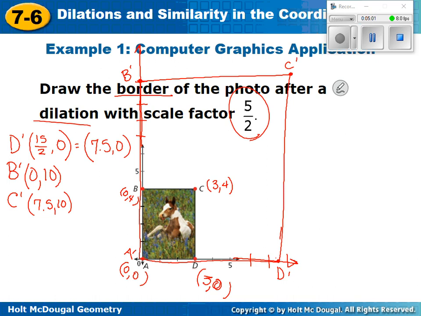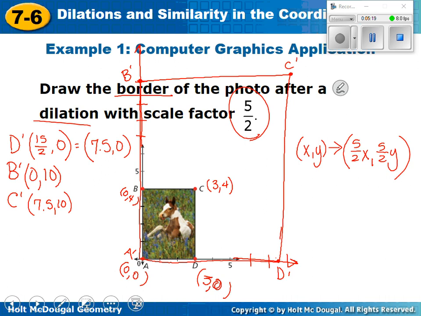What if I wanted to write a rule for this dilation? What would my rule look like? X, Y, arrow, what? 5/2 X, 5/2 Y. Remember that you're just multiplying. That's what that rule tells us. Multiply by that scale factor.